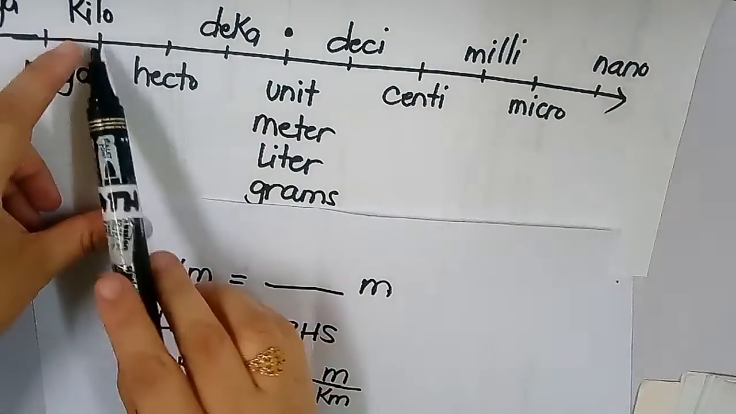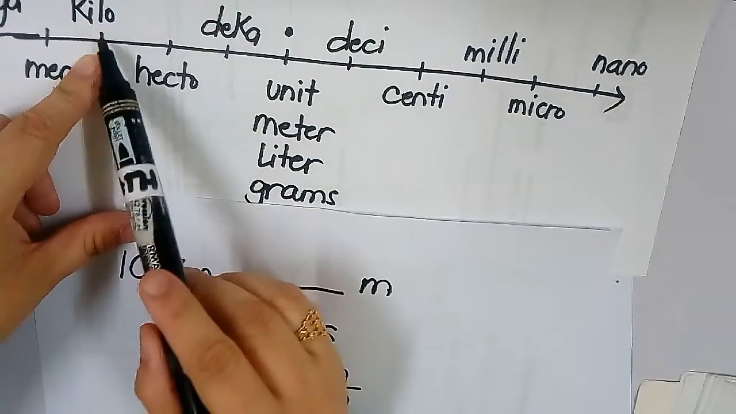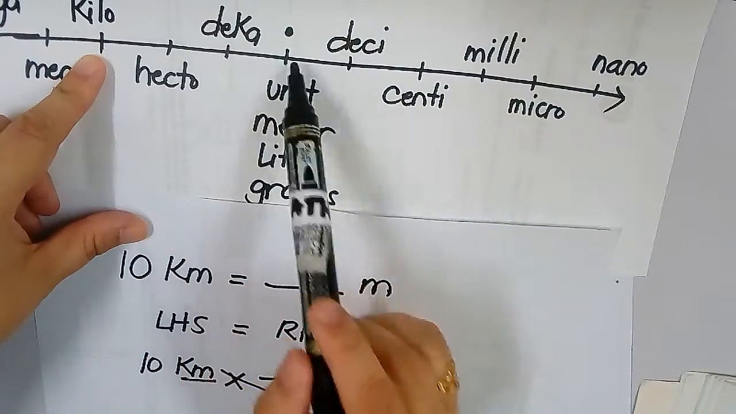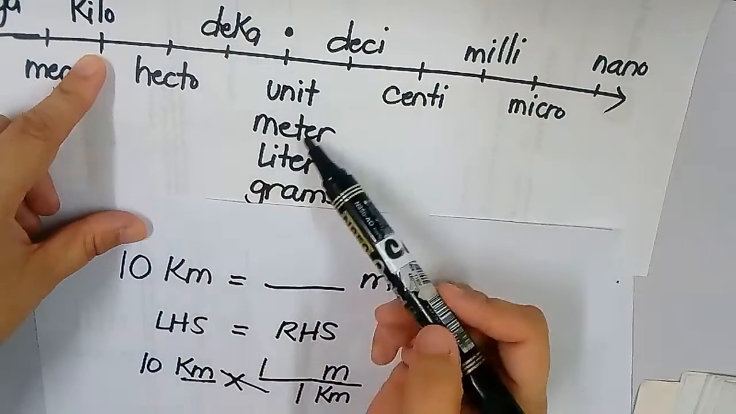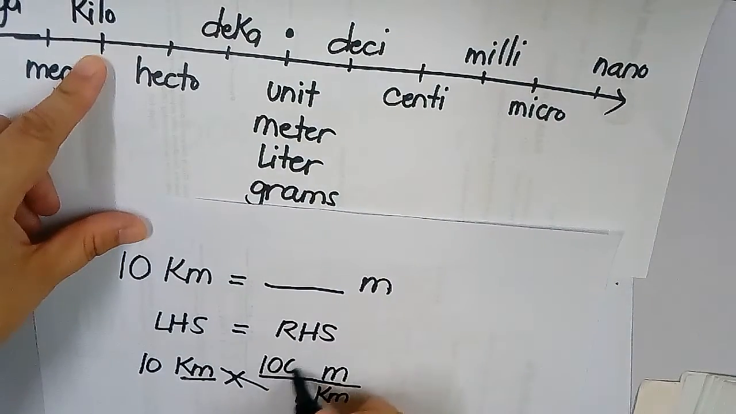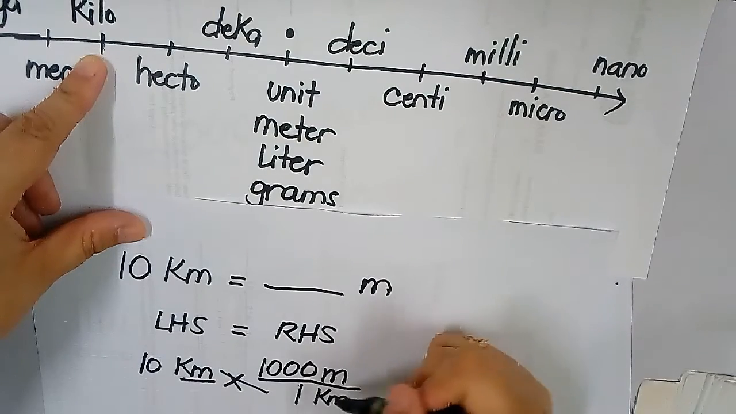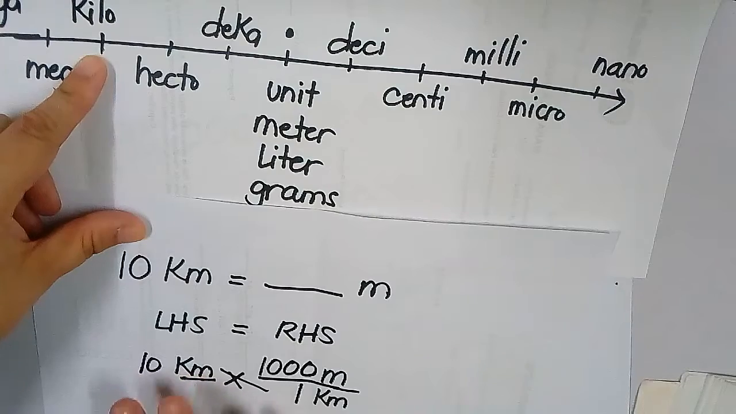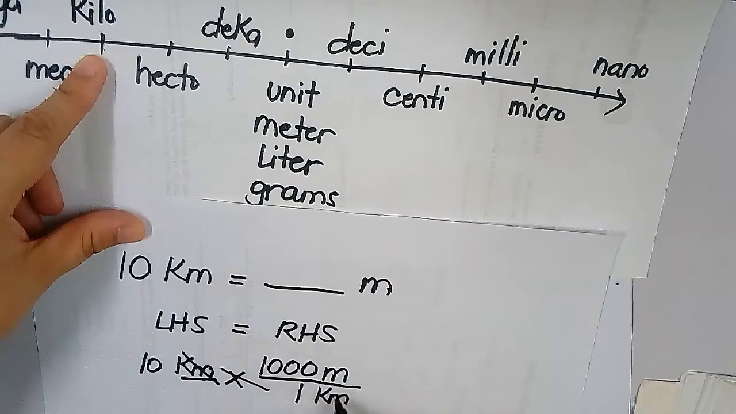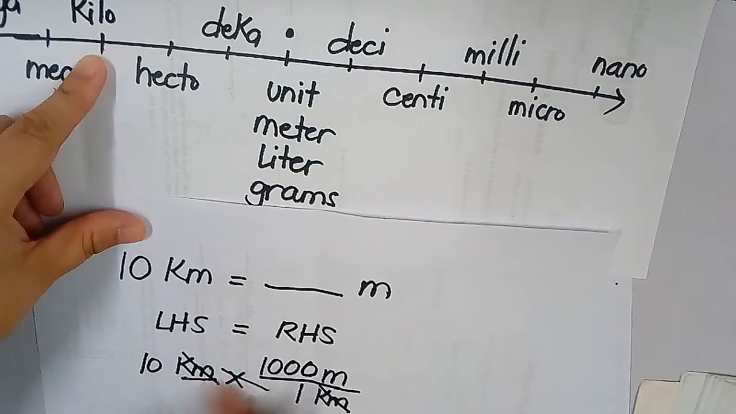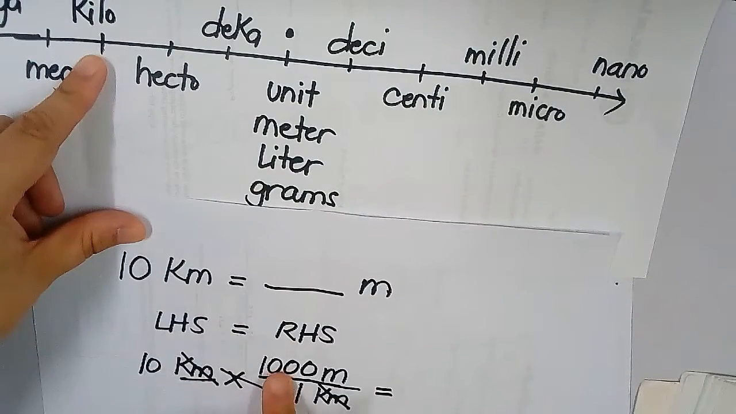So, we have 1 kilometer, this one. Let's see how many zeros it will move to get to meter. So, 1, 2, 3. From 1, let's count the zeros: 1, 2, 3. You have reached meter. So now, the conversion is 1,000 meters is equal to 1 kilometer. Now, let us solve how many meters are in 10 kilometers. Kilometer divided by kilometer will be cancelled. What is left here is 10 times 1,000.